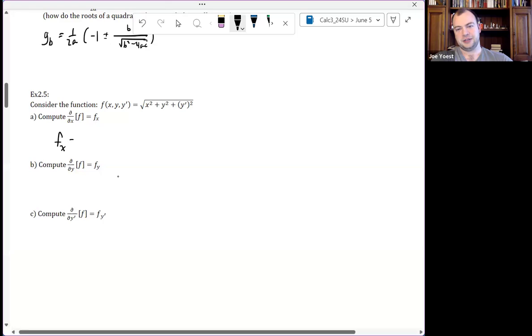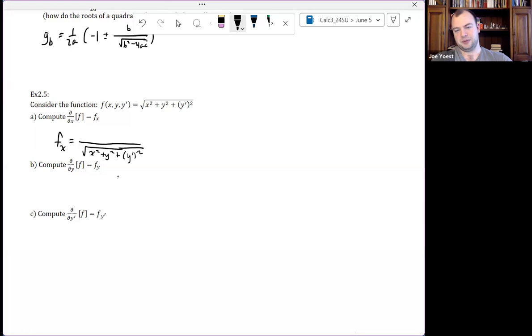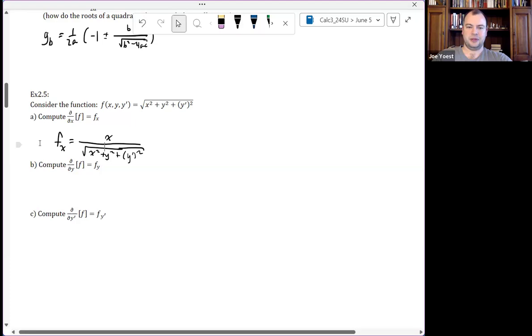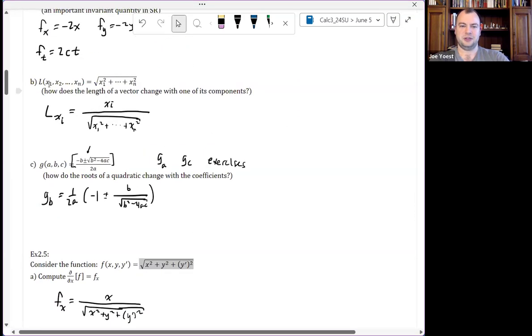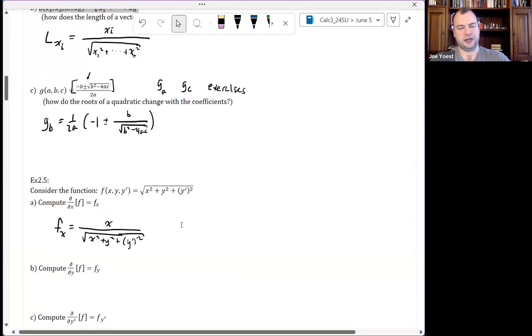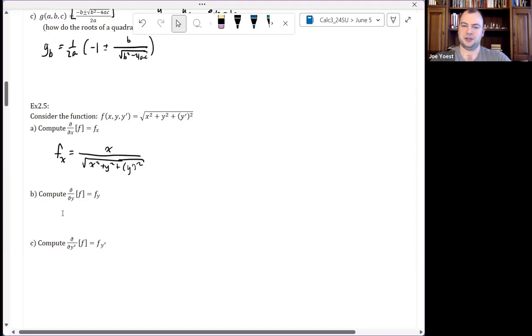So df dx is going to be 1 over 2 root x squared plus y prime squared times 2x. Right. If I imagine a vector that has components x, y, and y prime, this is just its length. This is really just the same question that we answered up here. It just looks a little different because I have some y's and y primes and things I'm not so used to seeing as arguments.